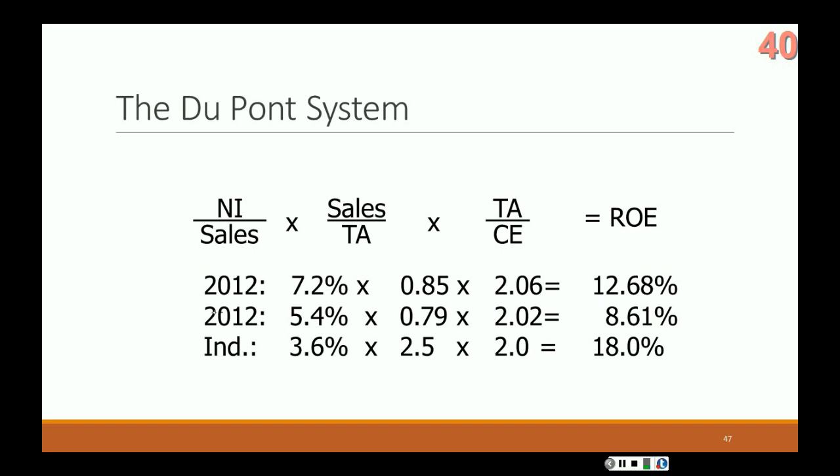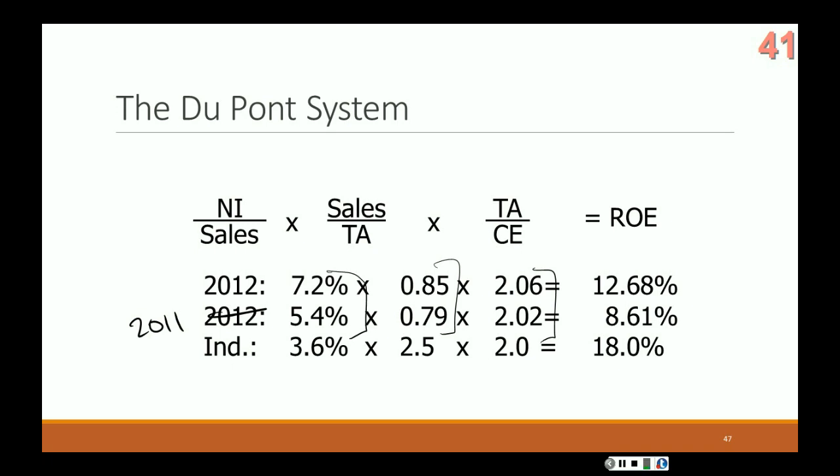So this should say 2011. So in 2012, ROE was 12.68%, and in 2011 it was 8.61%. So it did increase. You see that whenever we look at things via the DuPont system, we can see where these changes come from. The equity multiplier has been pretty much constant. Total asset turnover, it's varied a little bit. A large change has been profit margin. So the profit margin has significantly increased in 2012.